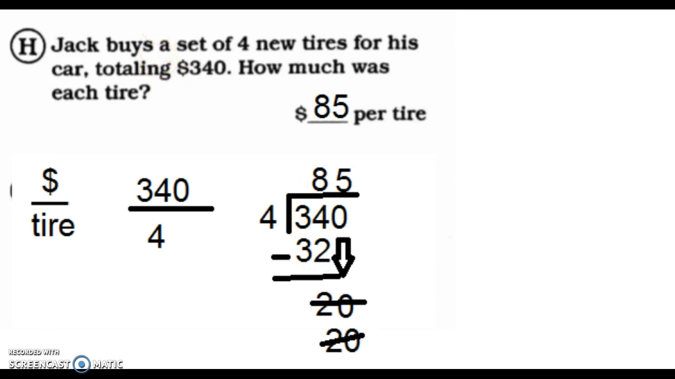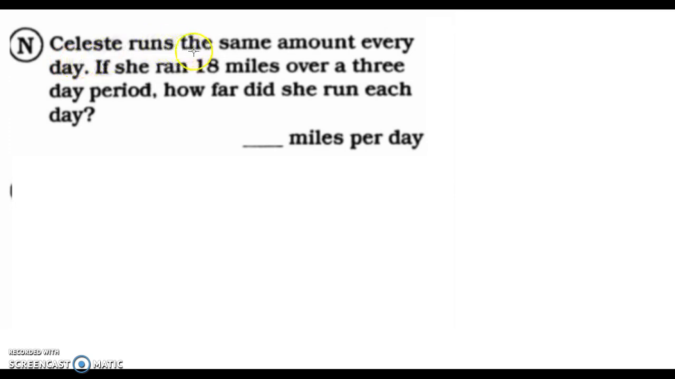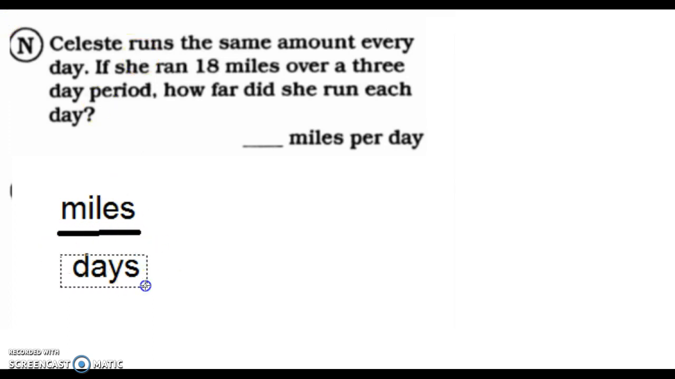I'm just going to do one more for you. Letter N said Celeste runs the same amount every day. If she ran 18 miles over a 3-day period, how far does she run each day? So it tells us miles per day. So what's going to go on top? Miles. What's going to go on bottom? Days. And then of course we have our line right here. Miles over days.